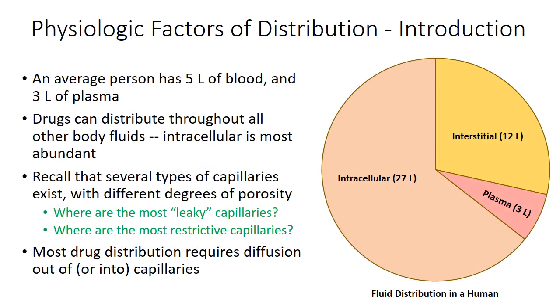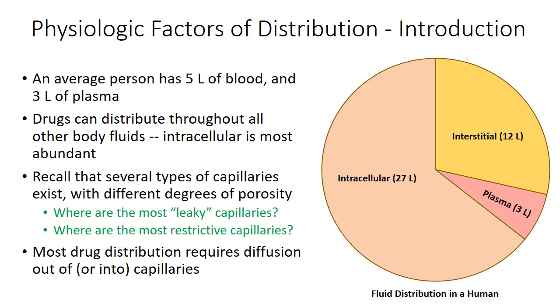So, real basic stuff to start this intro again. An average person has about 5 liters of blood and 3 liters of plasma. You could see on this pie chart that you have about 27 liters intracellular, and that is a lot of fluid if you think about it. And again, I always use the analogy of a gallon of water. A gallon is like 3.785 liters, so almost 4 liters. So that's a lot of fluid in the intracellular compartment.